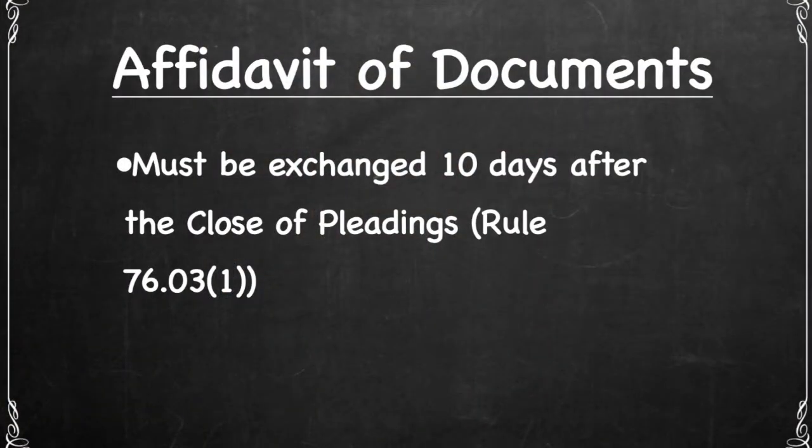So once you have your pleadings, the first deadline is very important. The Affidavit of Documents is supposed to be exchanged between the parties 10 days after the close of pleadings. We have a video on the close of pleadings where we define what that means. It essentially means when all the pleadings have been exchanged, or any parties who haven't have been noted in default.